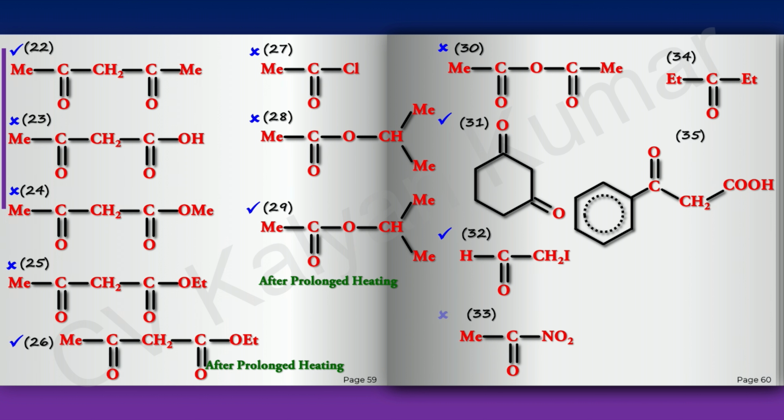33 will not give because you can't have a nitro group there. This cannot give, it doesn't have an Me. 35 also is an acid, won't give.